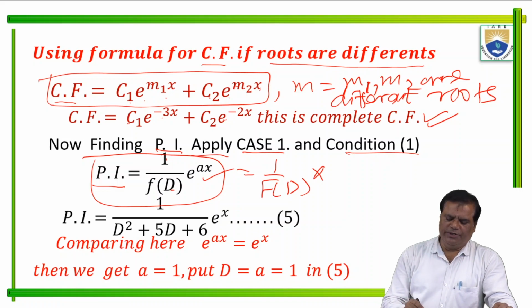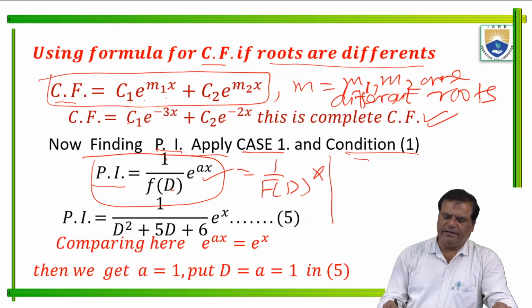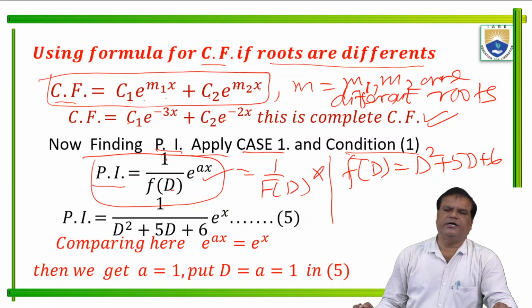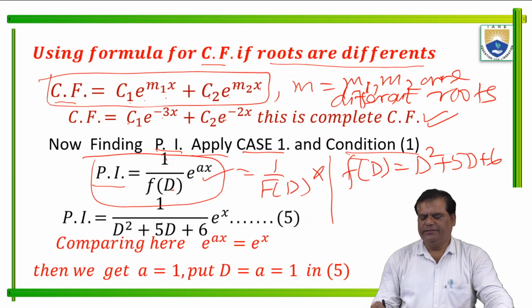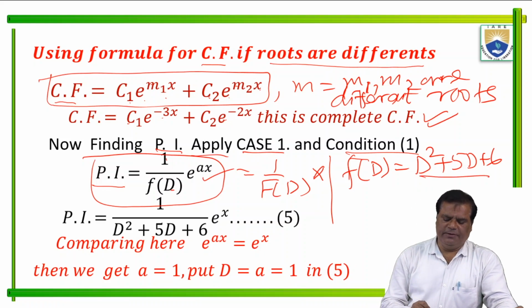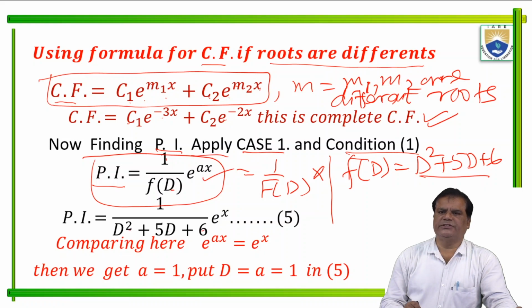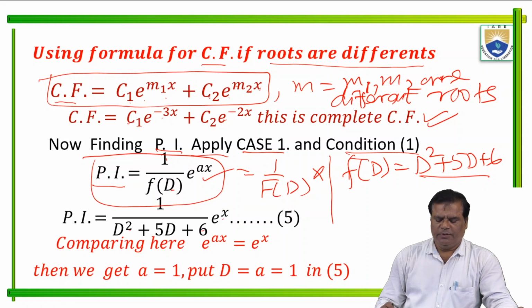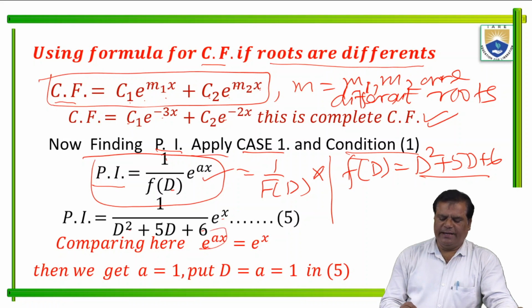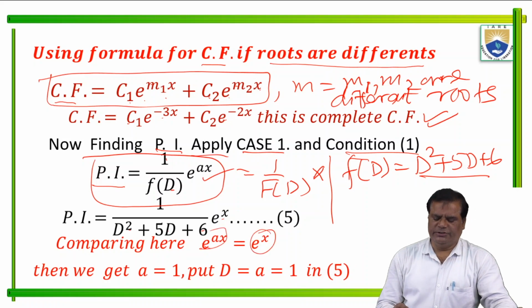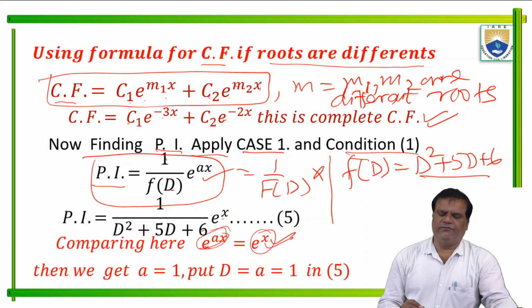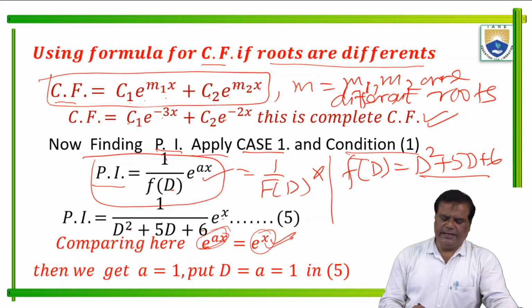So here Q is e to the power x, I am putting e to the power x. 1 upon F(D), where F(D) is D square plus 5D plus 6, a function of D. So we take 1 upon D square plus 5D plus 6 into e to the power x. Now comparing e to the power ax with e to the power x, which is given in the question, this is the general function Q. So we get a equal to 1.